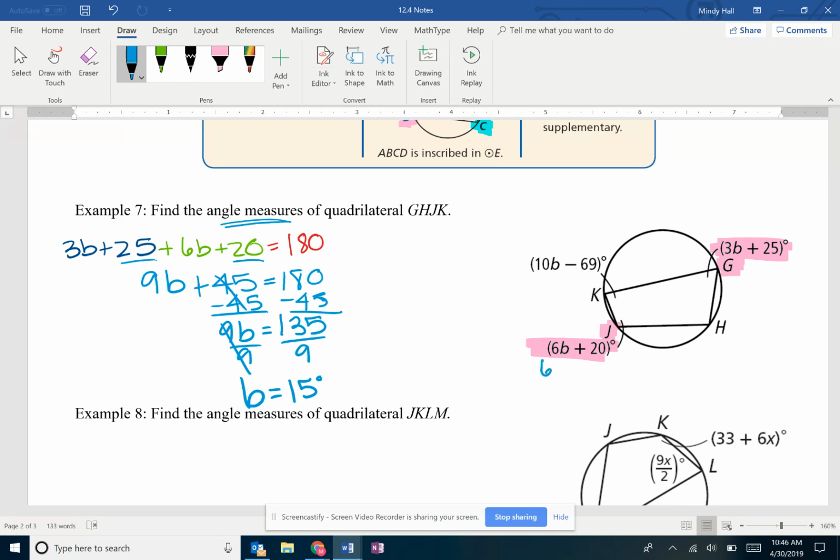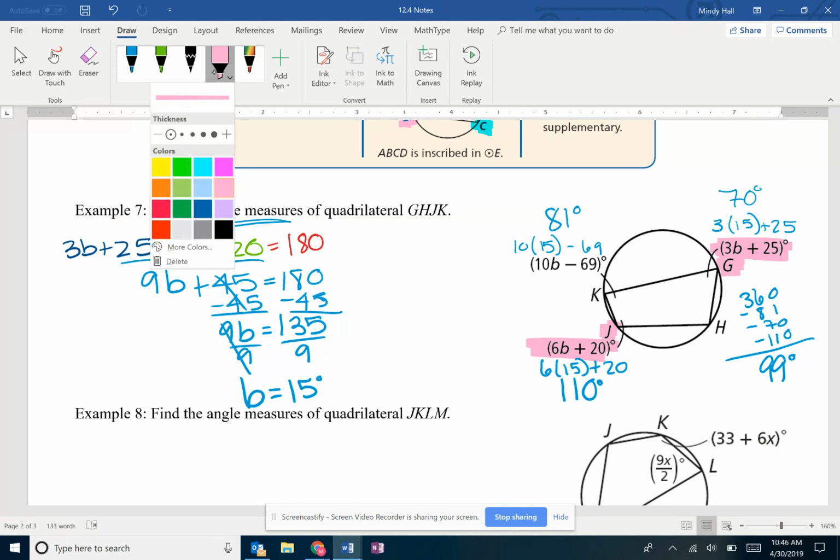So we'd have 6 times 15 plus 20, which gives us 110 degrees. We then have 10 times 15 minus 69, and that gives us 81 degrees. And then if we plug it into G, 3 times 15 plus 25, that gives us 70 degrees. And then in order to find angle H, you just do 360 minus 81 minus 70 minus 110. And that gives you 99 degrees.